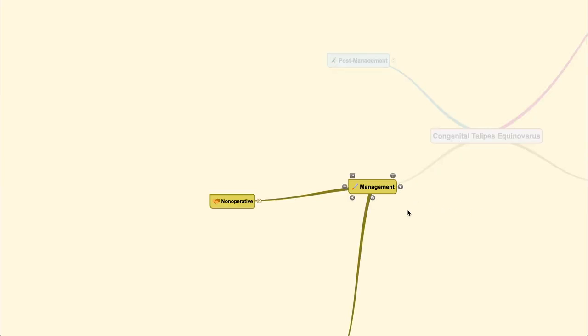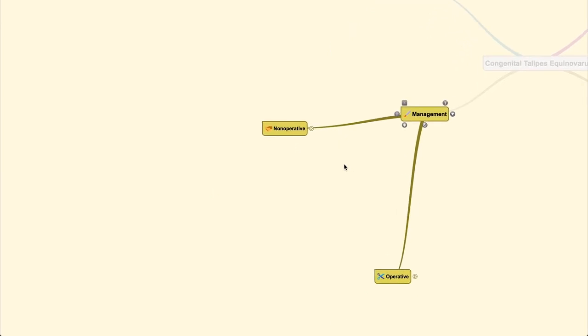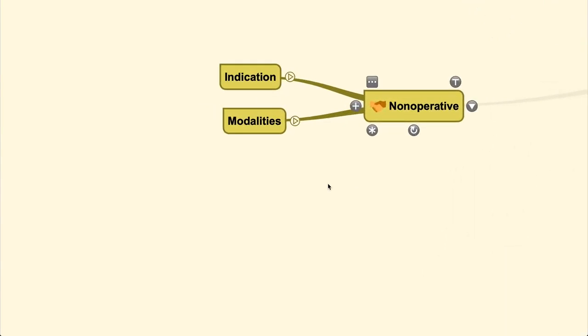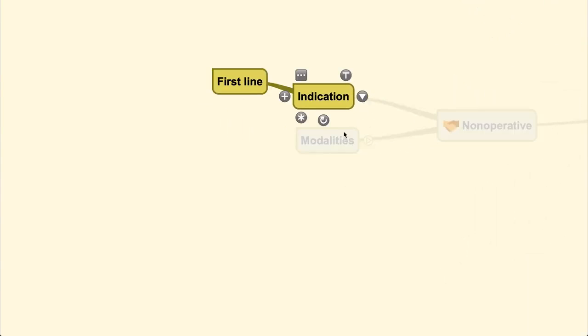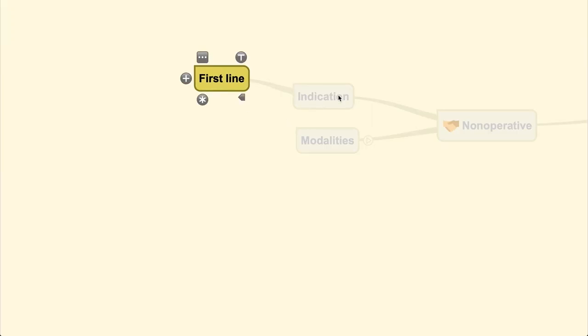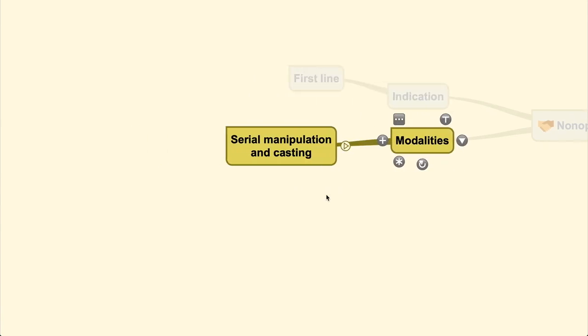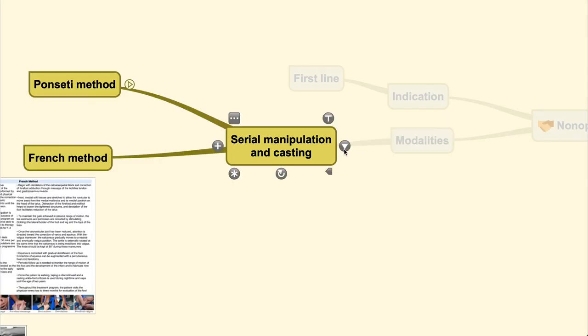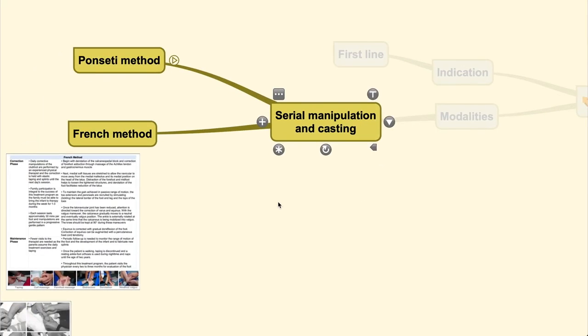So for the management plan of the CTEV, there can always be non-operative and operative methods. We'll first go over the non-operative methods. This is definitely the first and foremost line of treatment because most cases of CTEV can be managed very well using non-operative modalities, and the modalities include serial manipulation and casting.